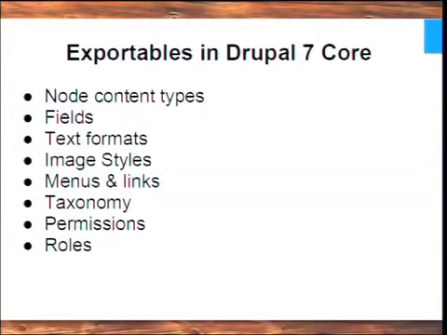Lots of things between, like I said, CTools exports and Features exports and lots of other things. We can export node types, fields, some text formats, image styles, menus, links, taxonomy, permissions, roles, in core itself. So most of the stuff in core you can export in one way or another. Now, that doesn't mean that it's really easily done, and there's a lot of gray area between what's configuration and what's not configuration. So you have to be careful.